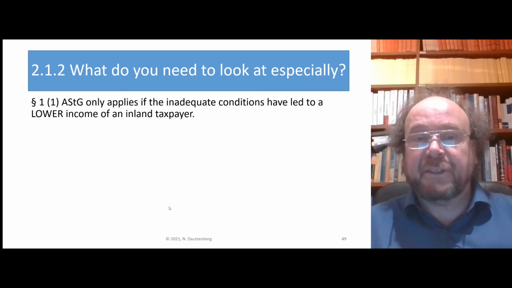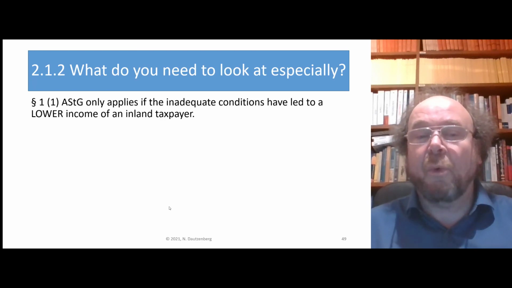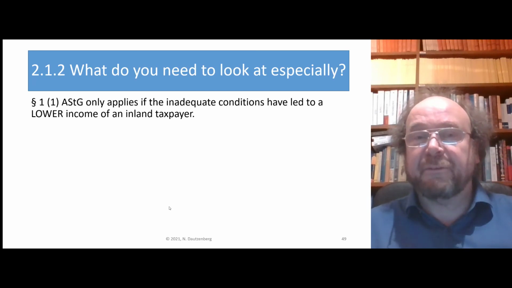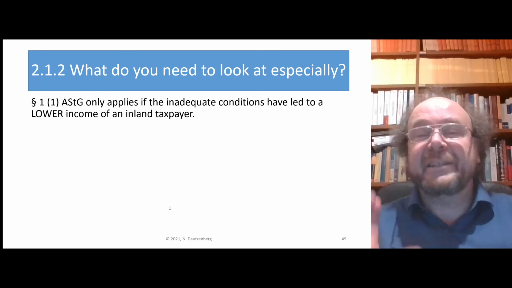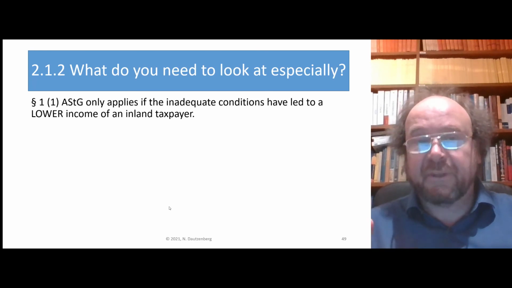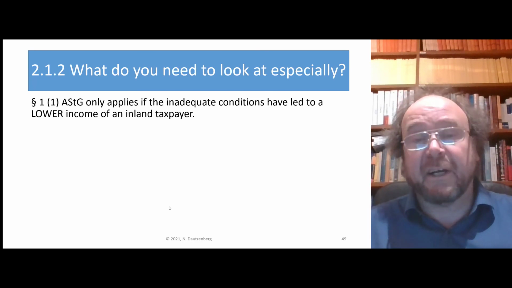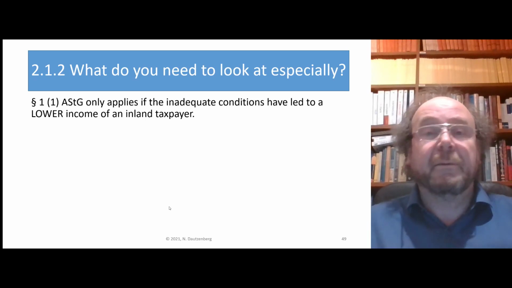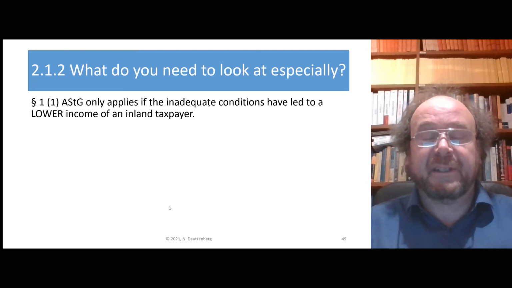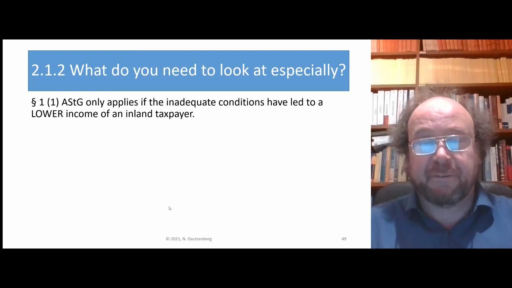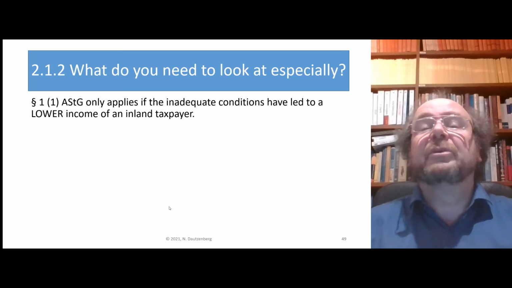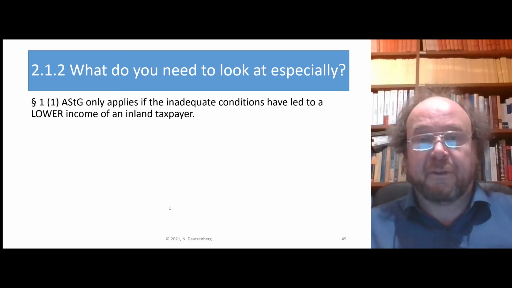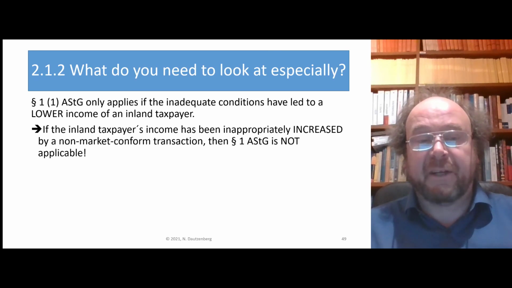Please note that AStG paragraph 1.1 is only applied if the manipulation leads to a lower income. So if you have non-market conform conditions and these lead to a too high income in the inland, for example, you are the subsidiary in the inland which got a service for free from your parent abroad, then bad luck. 1 AStG just allows to increase the profit in favor of the tax administration, but not to lower it down to a market conform level if you got too much.